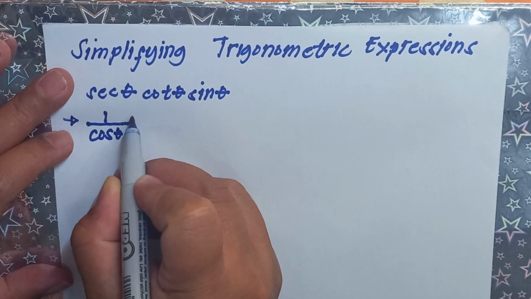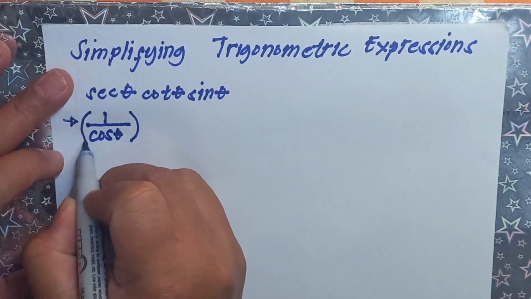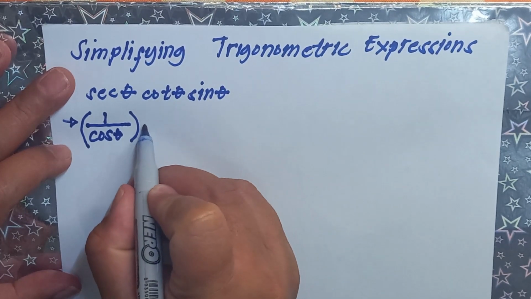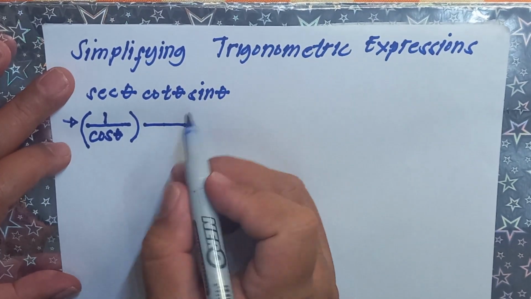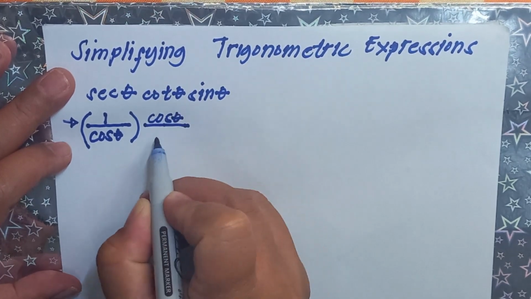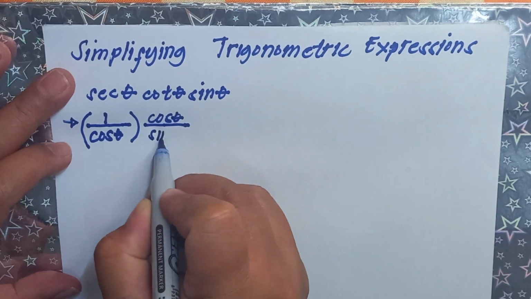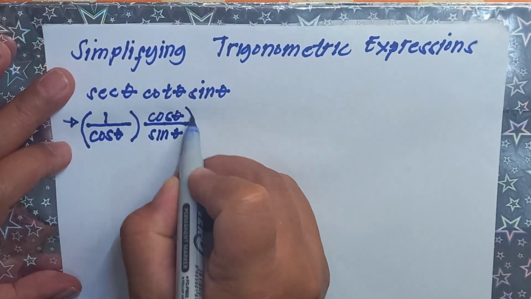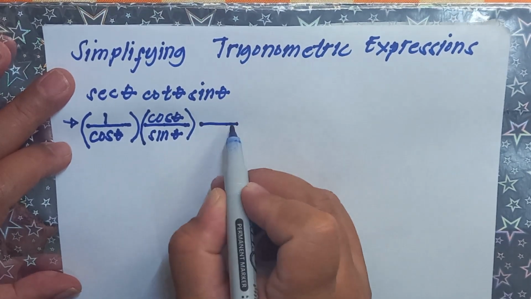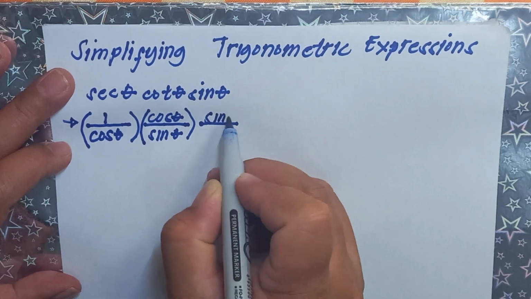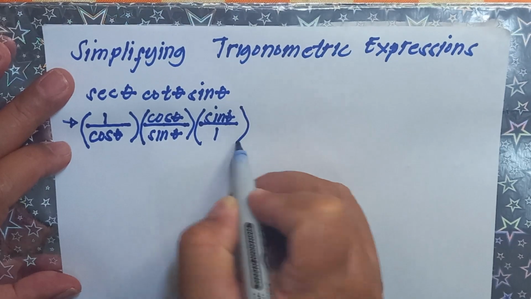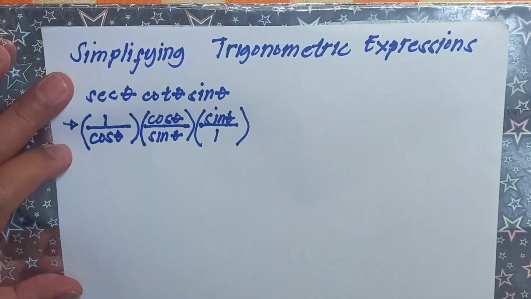Of course, that is multiplication, so we have to enclose with parentheses. What about the cotangent theta? The definition of the cotangent theta in terms of sine and cosine is cosine theta over sine theta. Now, what about this one? You assume that this is the same as sine theta over 1. So notice, multiplication of fractions.